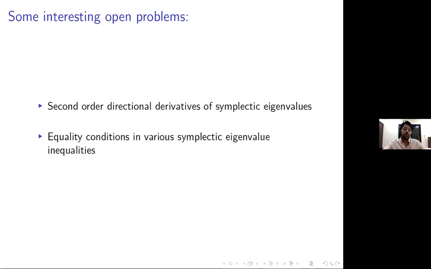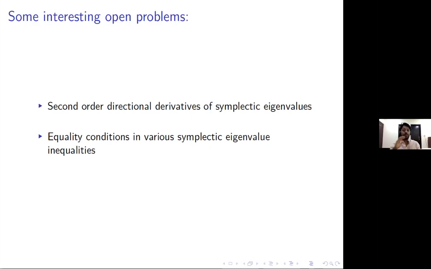And one could also study the equality conditions of symplectic eigenvalue inequalities, such as the Lidskii-type theorem itself, and ask under what conditions, given 2 positive definite matrices, we can expect to have equality in those various symplectic eigenvalue inequalities.